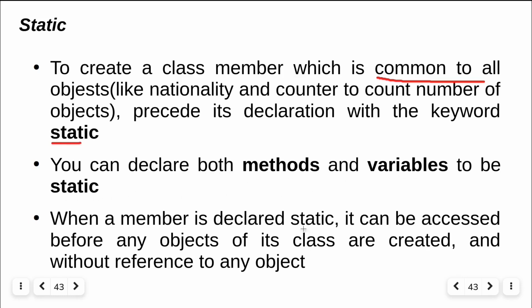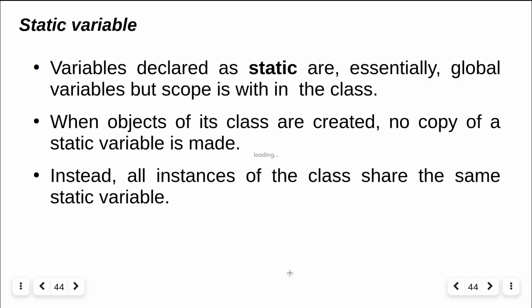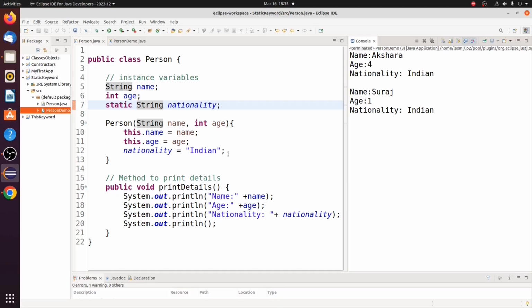When a member is declared as static, it can be accessed before any objects of its class are created and without reference to any object. Variables declared as static are essentially global variables, but its scope is within the class. When objects of its class are created, no copy of static variable is made. Instead of that, all instances of the class share the same static variable.